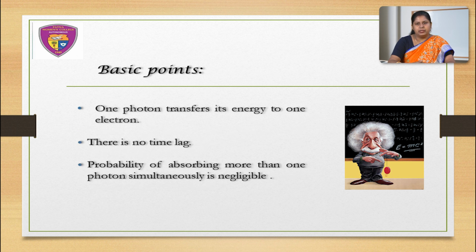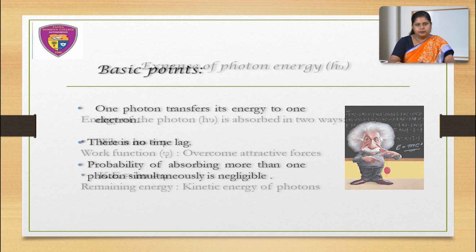The individual quantum can transfer the whole of its energy to one single electron without any time lag. The probability of absorbing two or more than two photons at the same time by a metal surface is negligible. These were some of the assumptions of this theory.